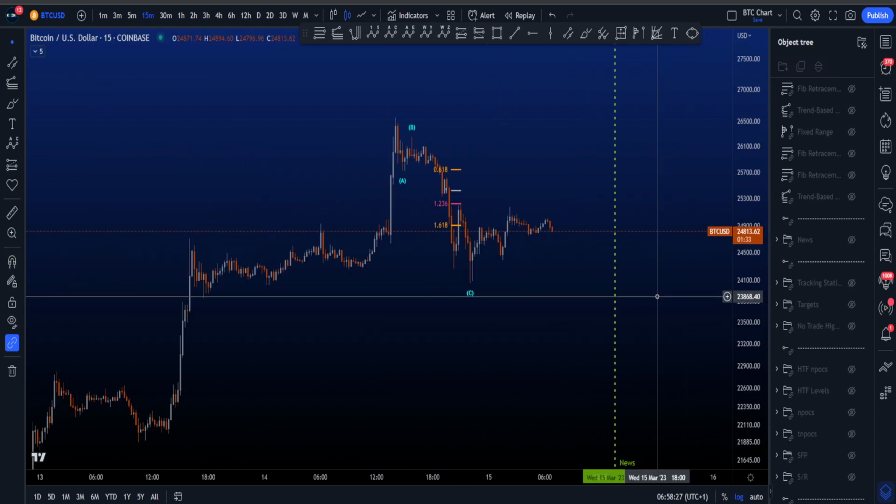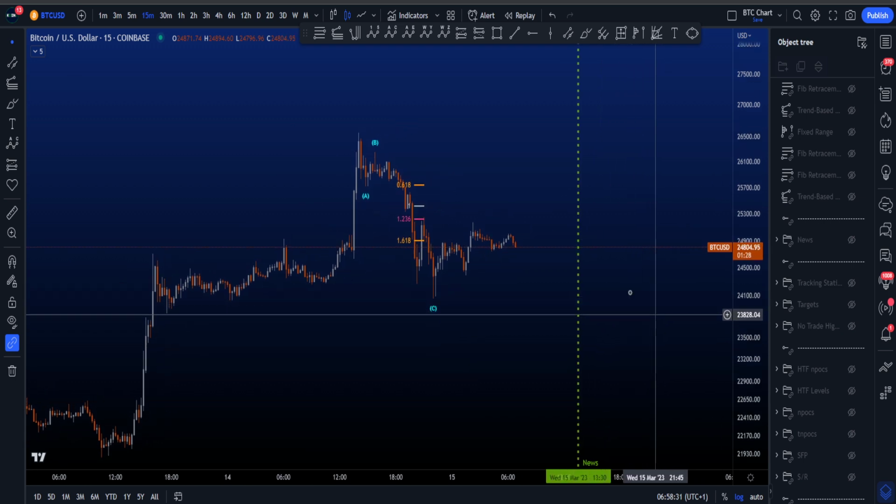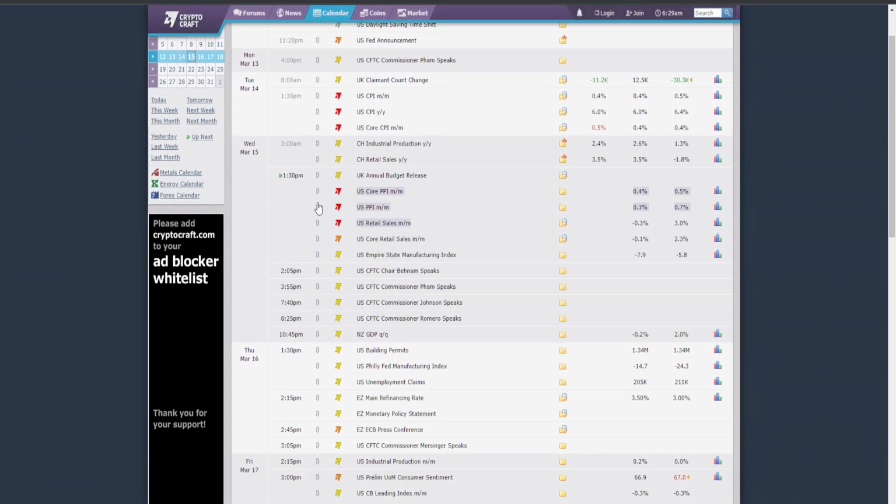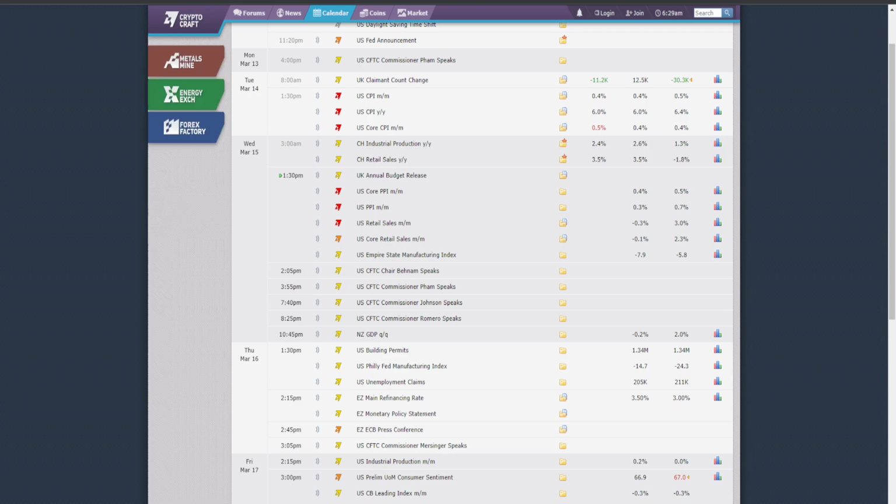Something to note, by the way, that I think is important, is that today we have news at 1:30 p.m. Central East European time. Make sure to check your own time zone as well. As you can see, these are the red flags over here. So that's important to take into account. CryptoCraft, I'll make sure to put the link in the comments if you want to check this website.